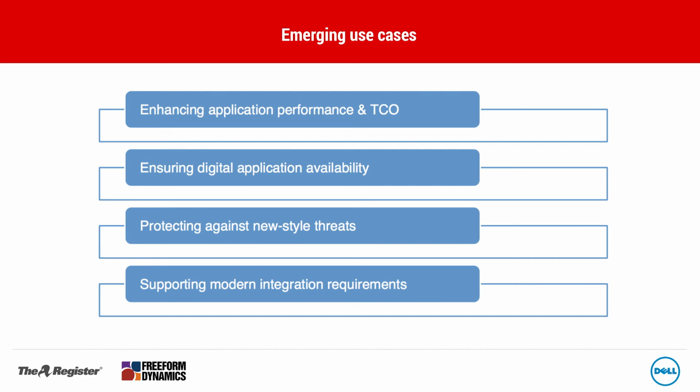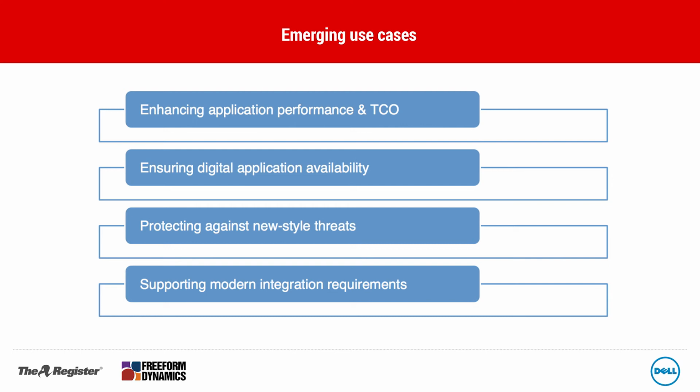The first one is enhancing application performance, and you added TCO to that, so I'd be interested to see what you have to say around that. The next one is ensuring digital application availability. We've already spoken about that, but the game is changing, as we've said, so we'll look a bit more closely there. Then protecting against new styles of threats. I know you've got some interesting scenarios that you want to go through there, Bill, so again, looking forward to that. And then the last one, supporting modern integration requirements, which is an area that we've looked at quite a bit here at Freeform Dynamics, and it'll be interesting to get your take on where database replication fits into that last one.